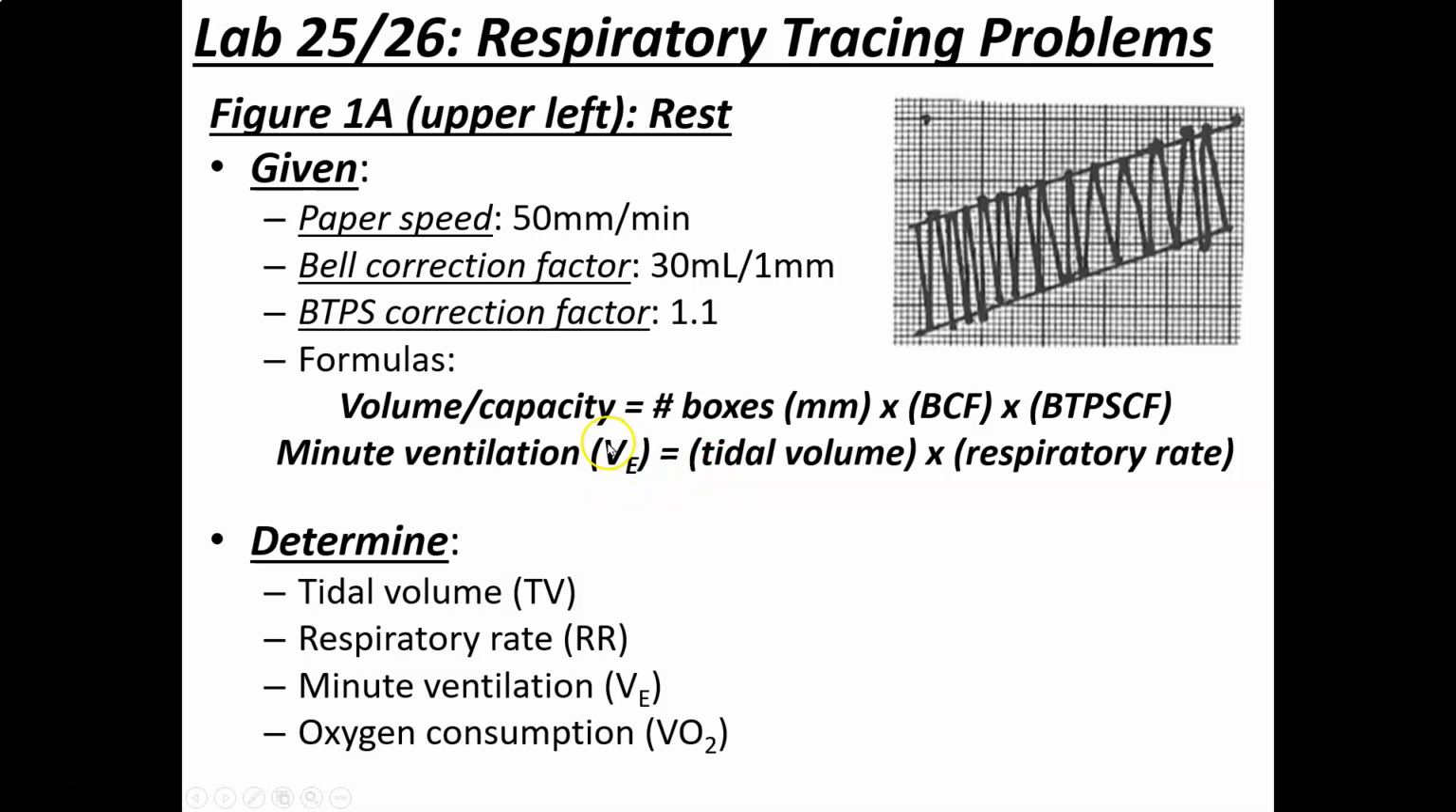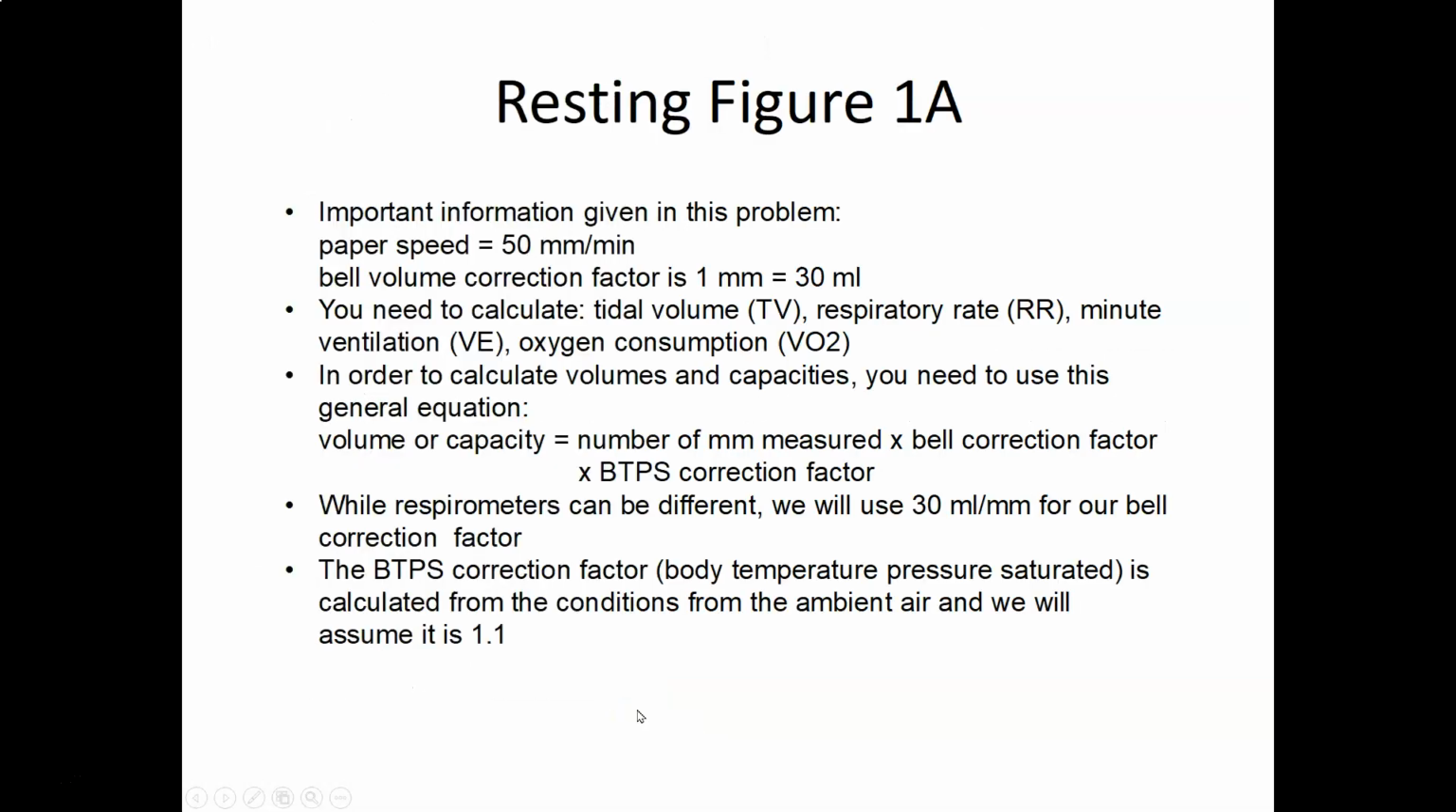If I had said V with a capital I, that's inspired, it's a slightly different volume than VE for various reasons, some of which I've touched on, especially temperature changes, humidity changes, changes in gas composition. So to get minute ventilation, it's just tidal volume, which we're going to measure, times respiratory rate, which we're going to measure. Just put that in your calculator and punch it out. And the oxygen consumption is one that's a little more difficult to understand how to do. So again, here's all the important information that we have for figure 1A.